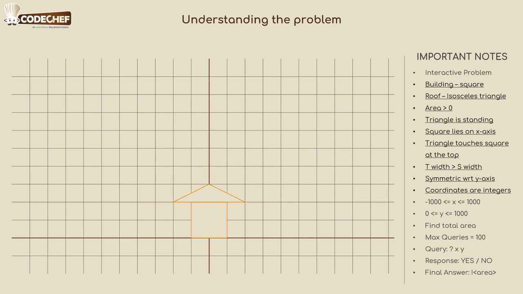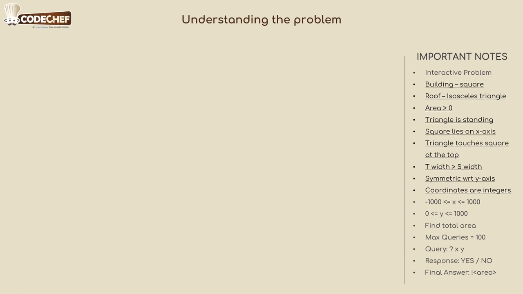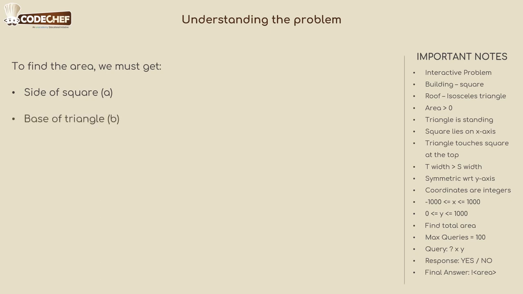So the basic idea to find the area of the house is that we must first get the side of the square. Let us represent it by A. Also the base of the triangle, that is B, and the height of the triangle, that is H. So we have to find A, B and H. Finally the area is given by this expression.